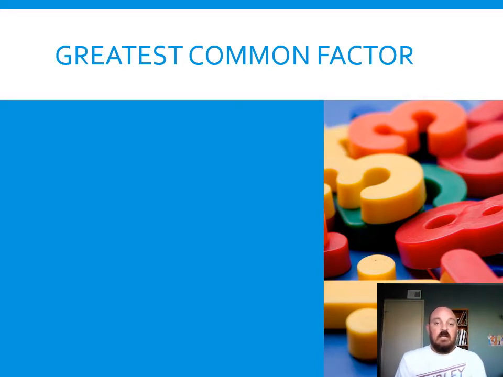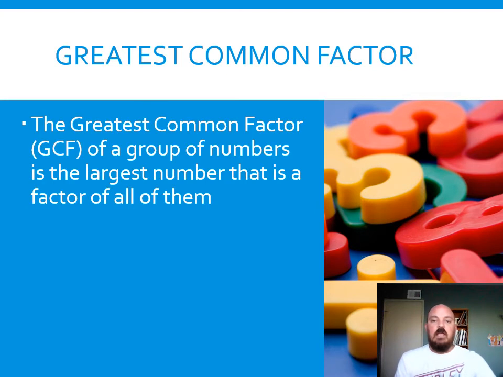Now that leads into the title of our section today, which was greatest common factor. And a greatest common factor is when you have more than one number. If you have a group of numbers, it might just be 2, it might be 3 or 5 or 10 numbers, but you have this group of numbers and you want to find the biggest number that is a factor of all of them. And that's really where the name comes from.